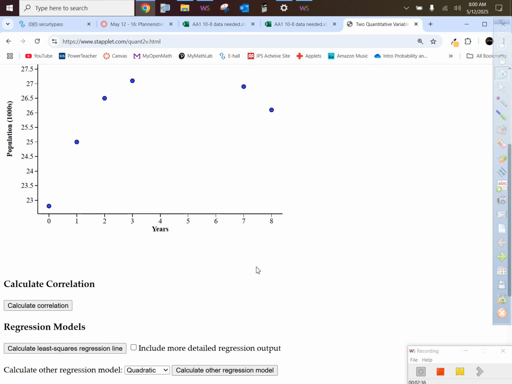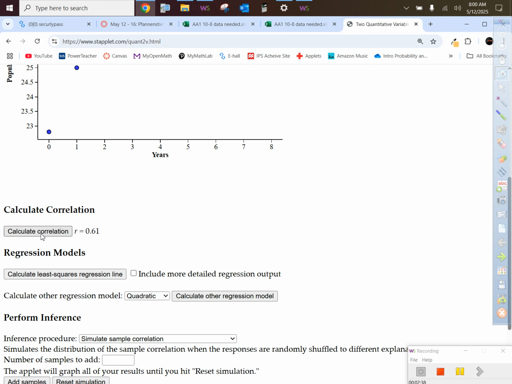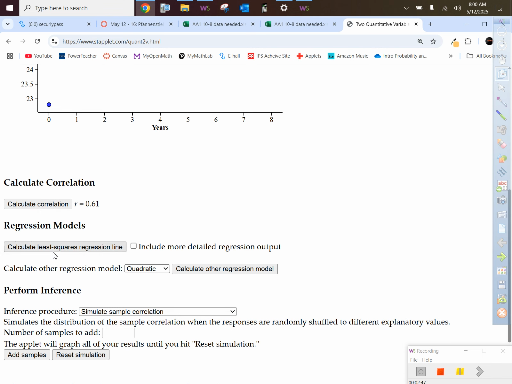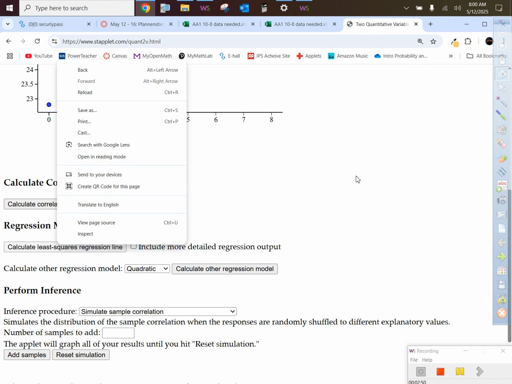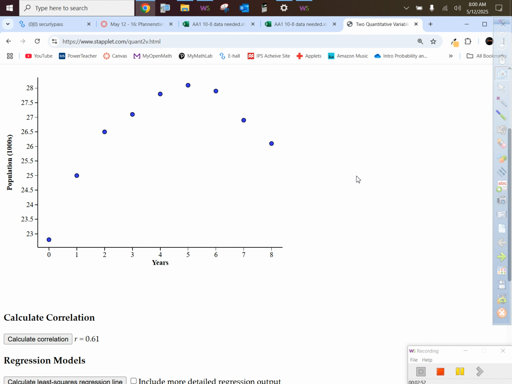So if we scroll down, you know, the correlation coefficient, that's just that R value. That's not very strong at all because that's doing it on a linear scale. You know, don't care about that. The least squares regression line, we did that before. That's not going to work at all because this is not linear data. Are you with me on that?